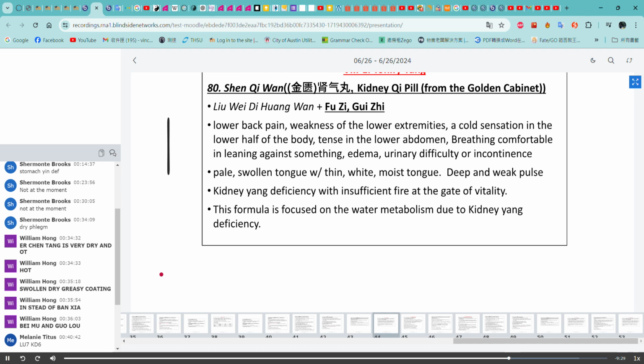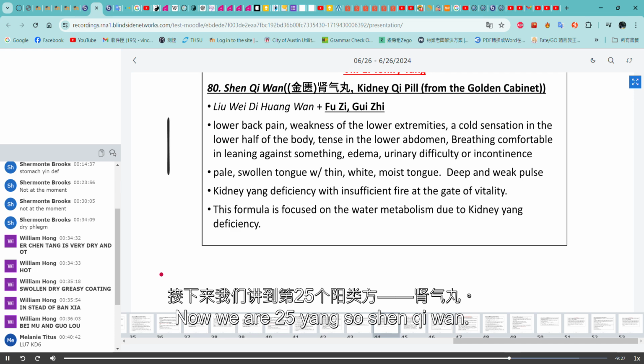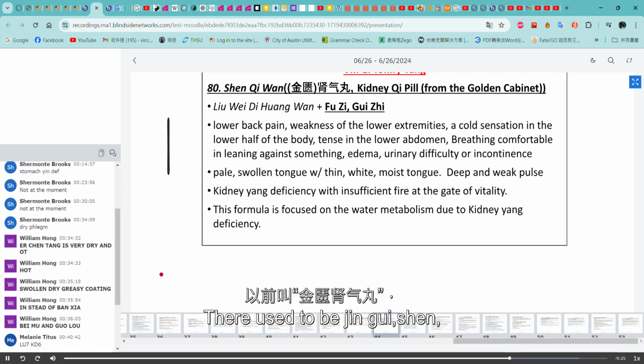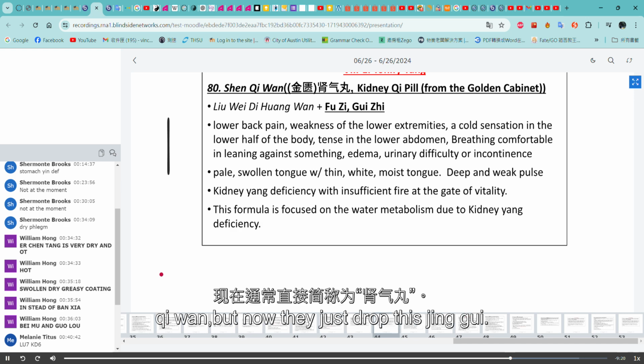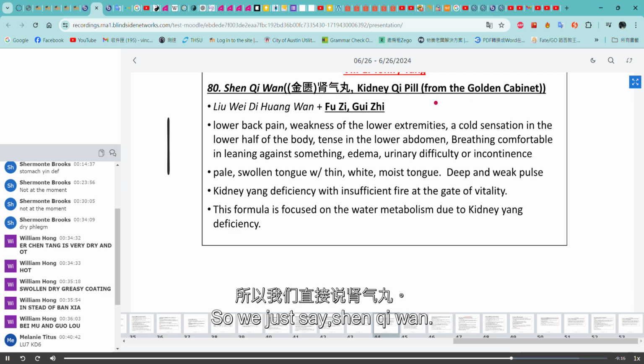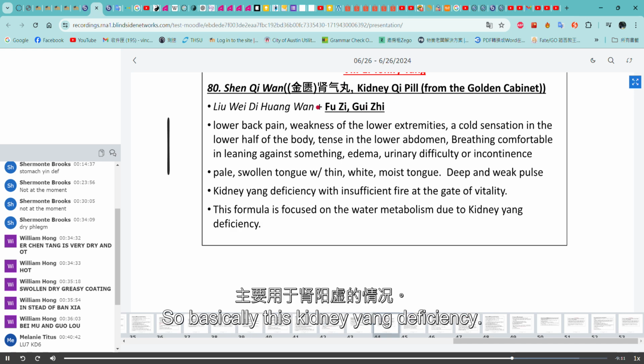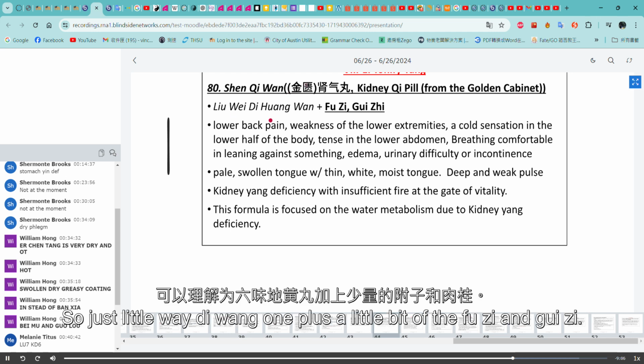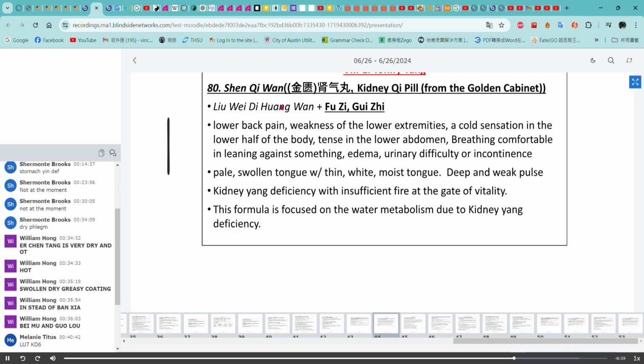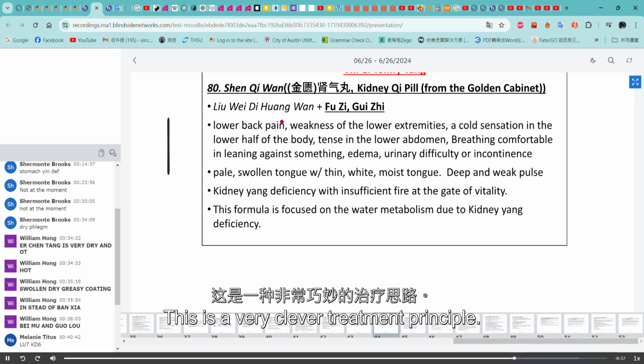Okay. Now we are at 25 yang. So Shen Qi Wan. Yeah, used to be Jin Gui Shen Qi Wan, but now they just dropped the Jin Gui. So we just say Shen Qi Wan. So this is a kidney qi pill. So basically this is kidney yang deficiency. So just Liu Wei Di Wang plus a little bit of the Fuzi and Guizhi. So yeah, this is very, very clever.